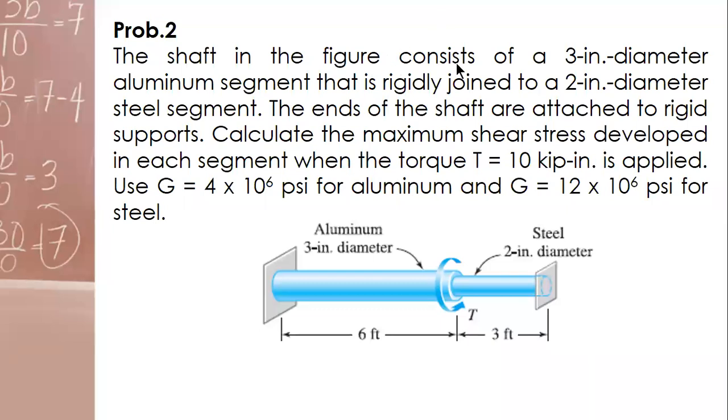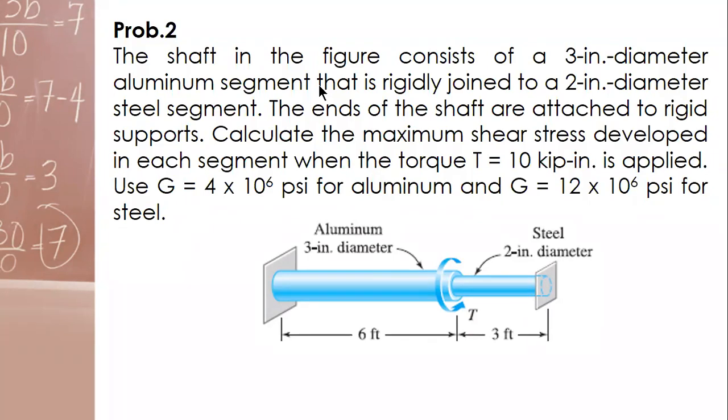The shaft in the figure consists of a 3-inch diameter aluminum segment that is rigidly joined to a 2-inch diameter steel segment. The ends of the shaft are attached to rigid supports. Take note, rigid supports. Calculate the maximum shear stress developed in each segment when the torque T equal to 10 kips-inch is applied. Use G equal to 4 times 10 to the 6 psi for aluminum and 12 times 10 to the 6 psi for steel.